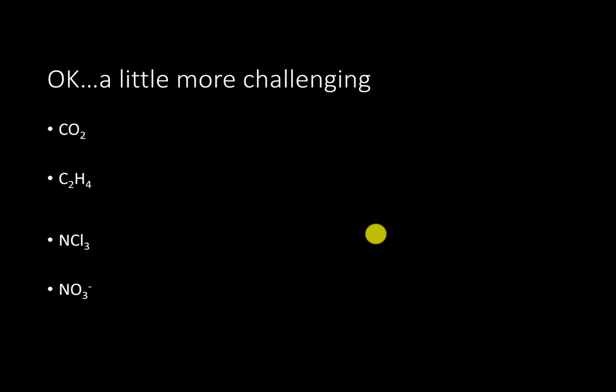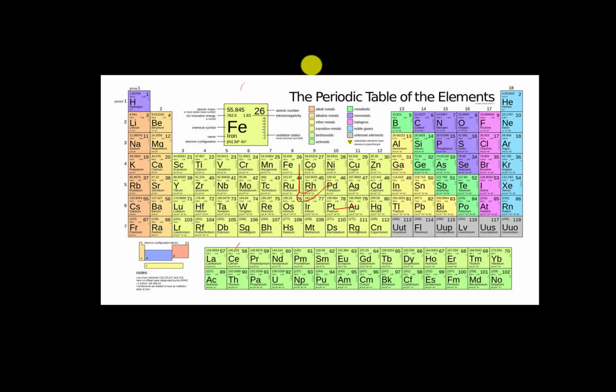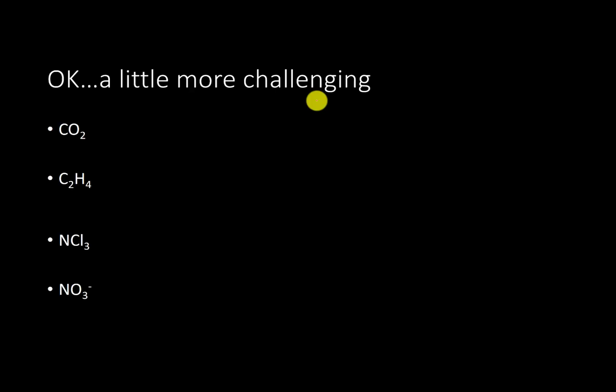Okay, first of all, a little more challenging. We're going to try CO2. We have to figure out what the central atom is. But before we figure out the central atom, let's first add up the valence shell electrons. Carbon has 4 valence shell electrons. We can look on this chart here, and right here, carbon has 1, 2, 3, 4. Good, you guys know that.